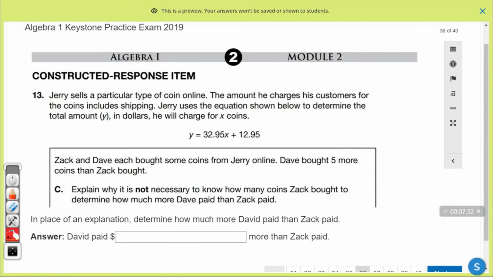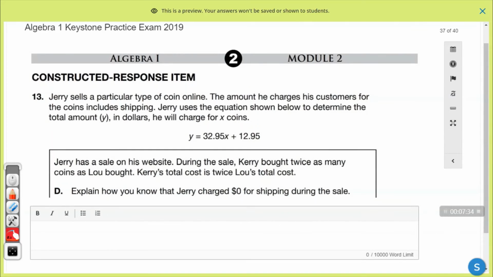Let's take a look at the last part to this open-ended question, D. Jerry has a sale on his website. During the sale, Carrie bought twice as many coins as Lou bought. Carrie's total cost is twice Lou's total cost. Explain how you know that Jerry charged $0 for shipping during the sale.